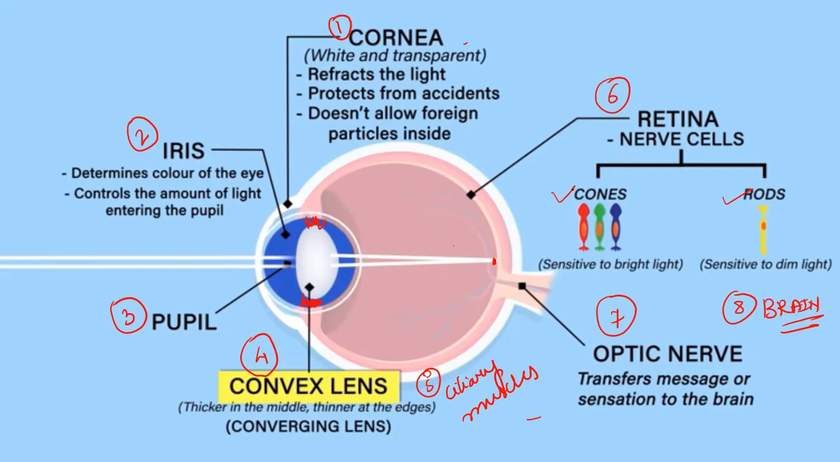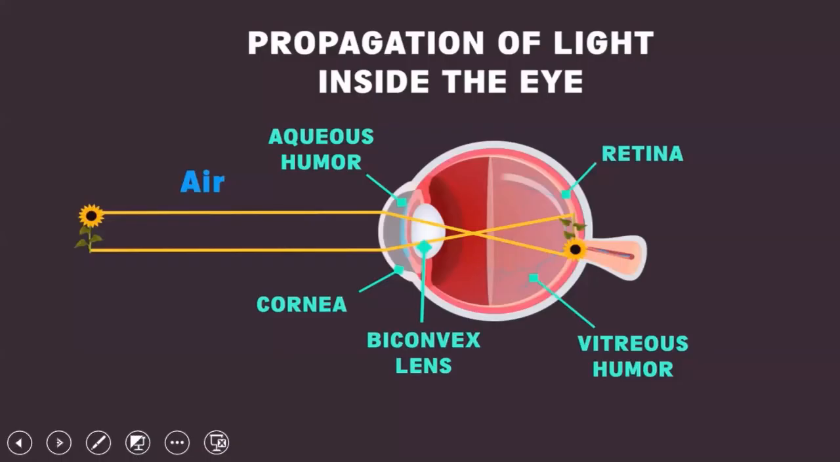So, in a nutshell, this is what we have. Right? In a nutshell, these are the different types of structures, or these are the 8 points that you have to add while answering a question on describe the structure of the human eye.